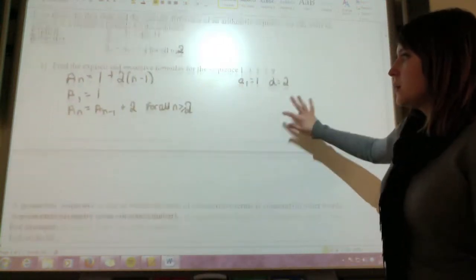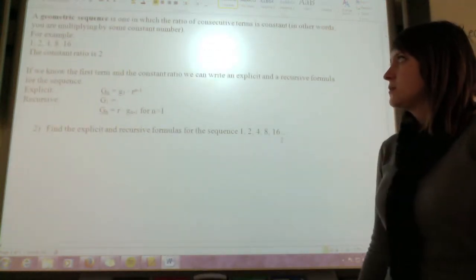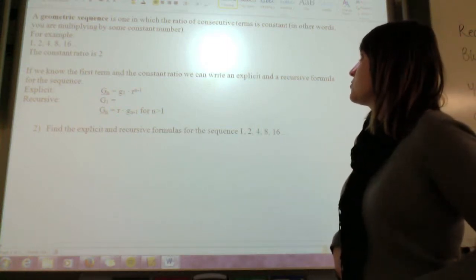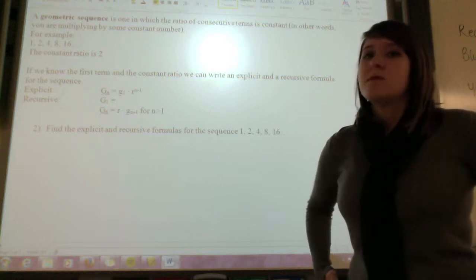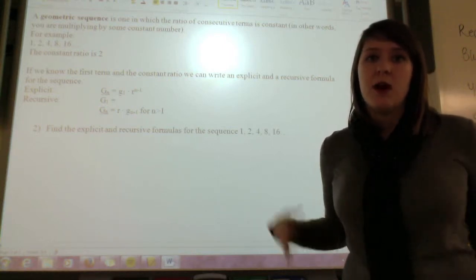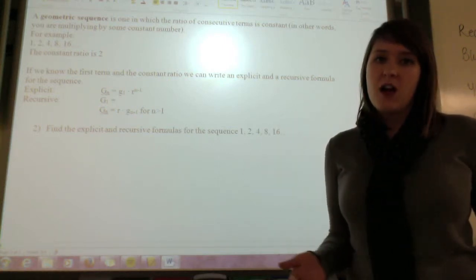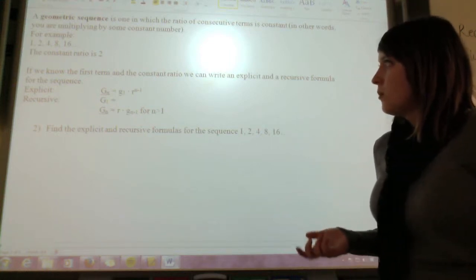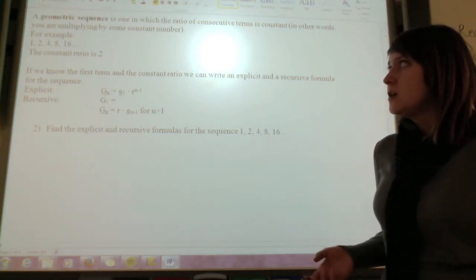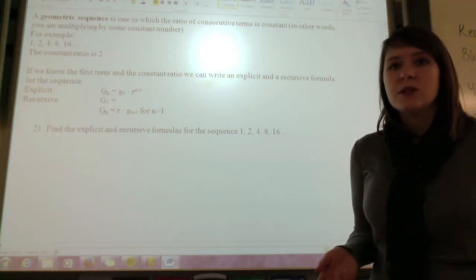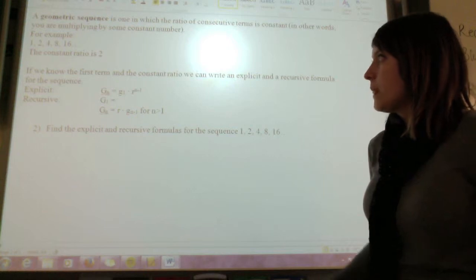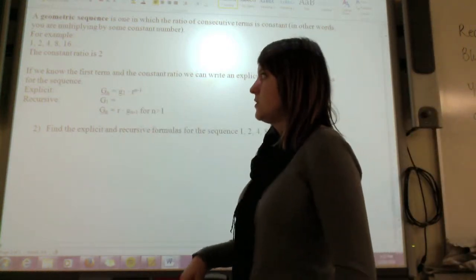Okay, next up we need to talk about geometric sequences. So a geometric sequence is one in which the ratio of consecutive terms is constant. In other words, every time I multiply or divide by some number to get to my next term. So for example, 1, 2, 4, 8, 16 would be a geometric sequence because I'm multiplying by 2 every time to get to my next term. So in this case, the constant ratio is 2.